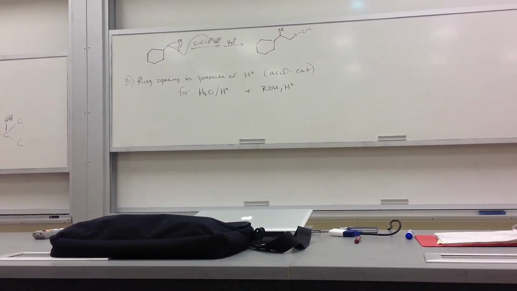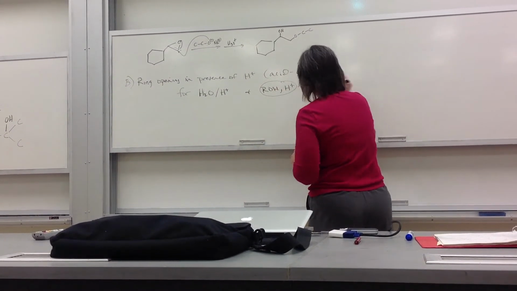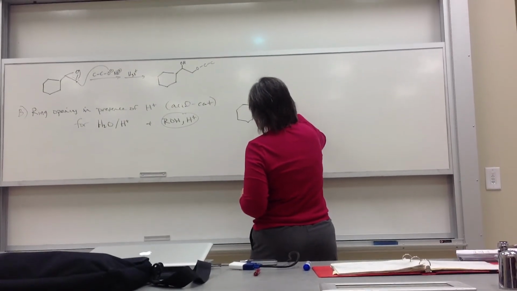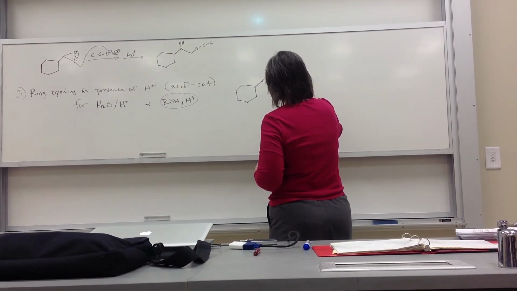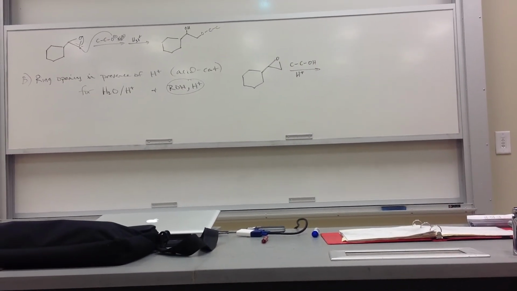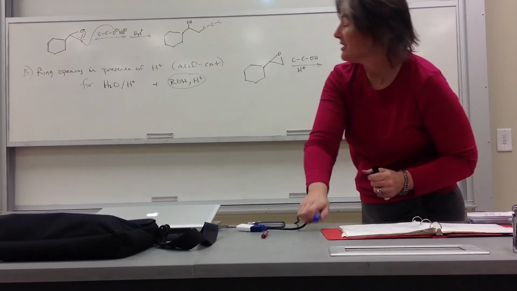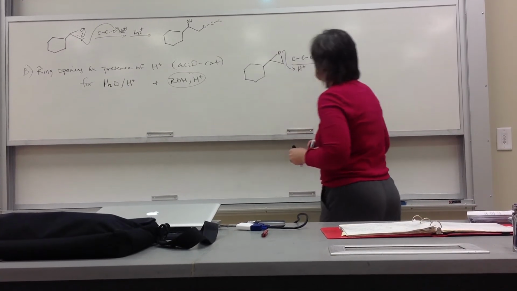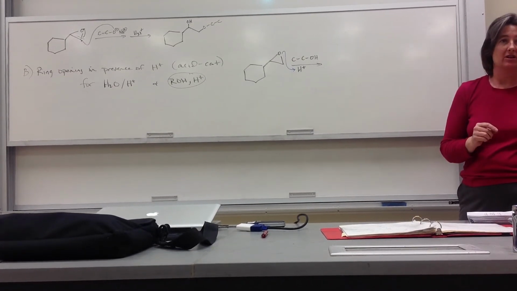Okay, so let's do it with the alcohol. And I'm going to show you the different result that you get. So let's do this guy. Same epoxide right there. Only this time I'm going to do ethanol with an H plus catalyst. The mechanism is slightly different. The first thing that happens is that the epoxide gets protonated. And that helps it open up a little bit easier.